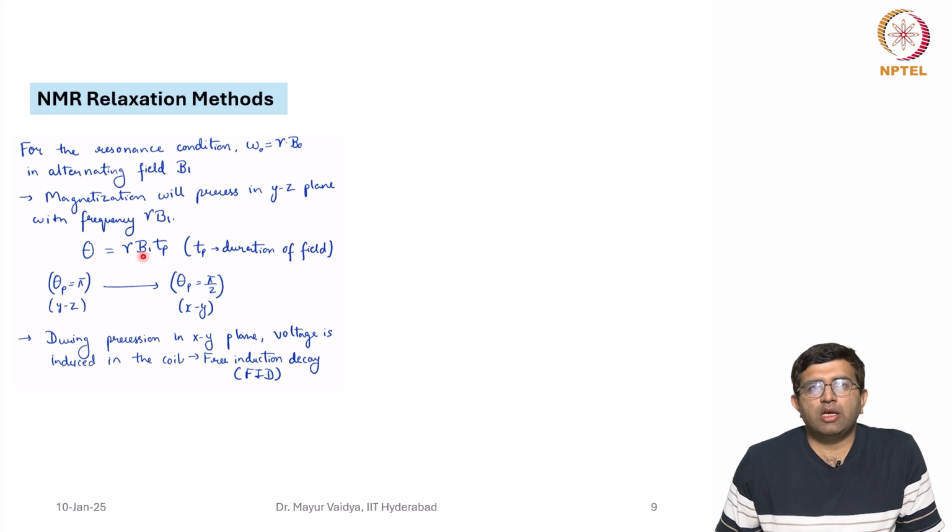Here theta is equal to gamma times B1 into Tp, where Tp is the duration for which the field is applied. So you can convert theta p equal to, let us say, pi to theta p equal to pi by 2. From the yz plane, the magnetization will change to the xy plane. And during precession in the xy plane, the voltage is induced in the coil, which is known as the free induction decay, or abbreviated as FID.